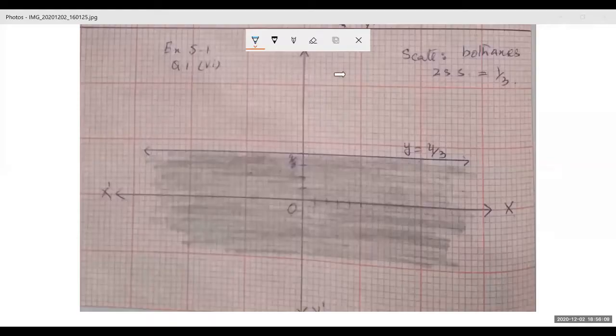Now let's see how you will plot it on the graph paper. You can see here is a graph paper. I have drawn x-axis and the y-axis, and the scale is 2 small squares equals to 1 by 3. So after 2 small squares, 1 mark, this is for 1 by 3. Next 2 small squares, 2 by 3. Next 2 small squares, 3 by 3, 4 by 3, 5 by 3, and so on. On y-axis, 1 by 3, after 2 small squares, 2 by 3, then 3 by 3, and then this is 4 by 3. And we have to draw the line y equals to 4 by 3.